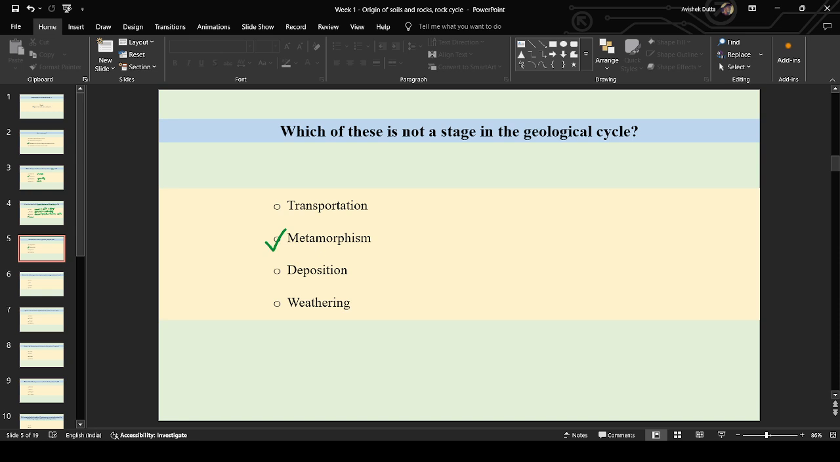It is the transformation of one rock to another. Change in the rock type is known as metamorphism. Good. Now next question.